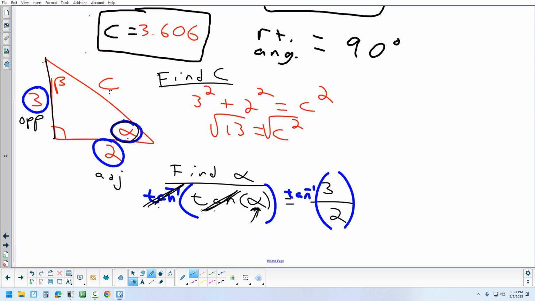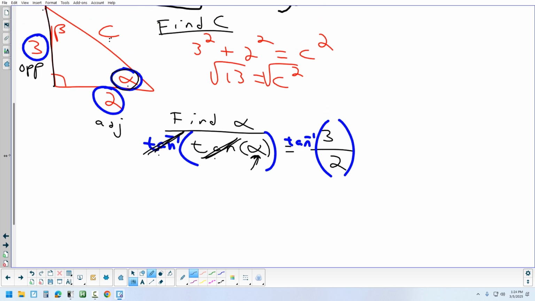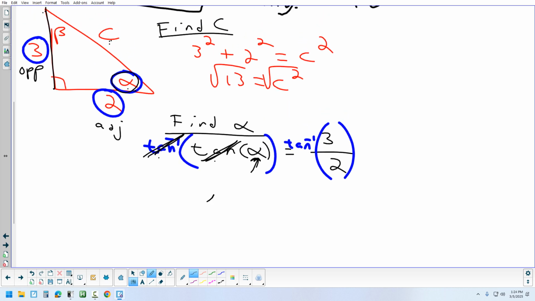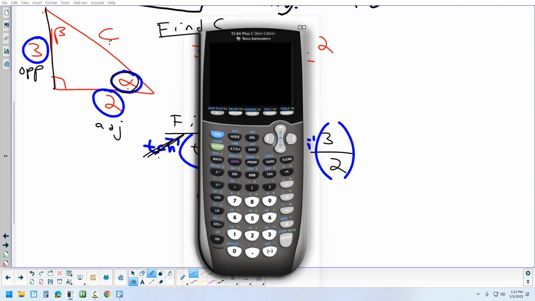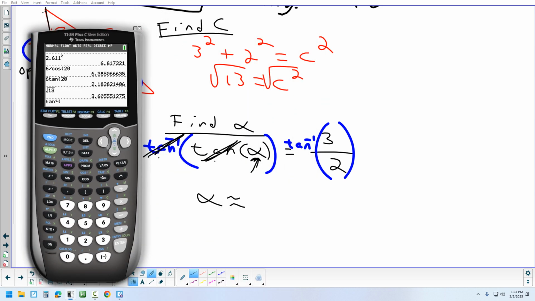Is there ever a case where it won't work? Not in a right triangle, no. It always has to work. Non-right triangles, that'll be in a couple weeks. All right, so now you've got alpha by itself. And now you just have to type in inverse tangent of 3/2. So second, inverse tangent, 3/2. It's 56 point, if we round, that's 56.31.